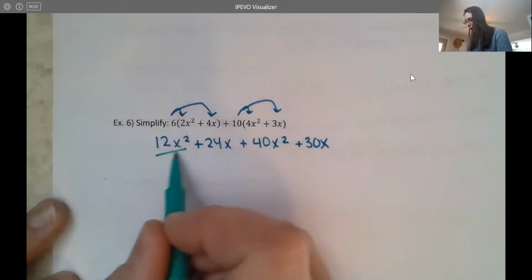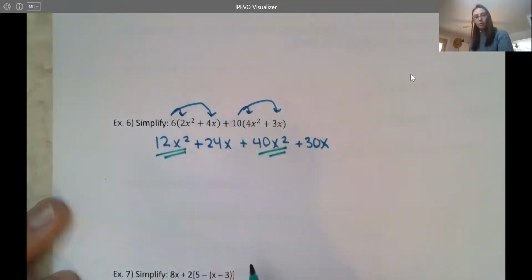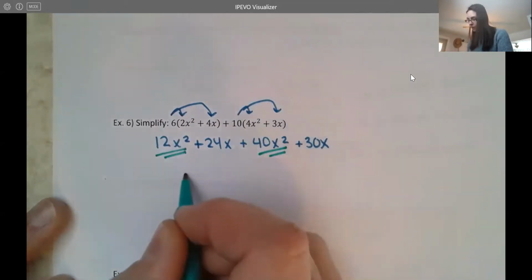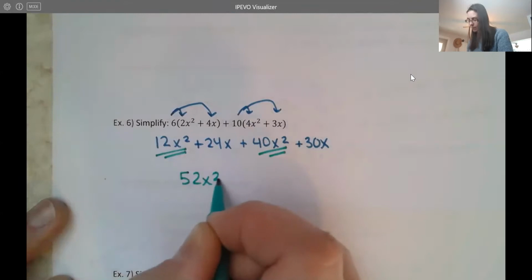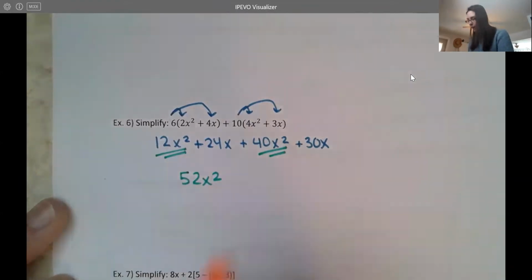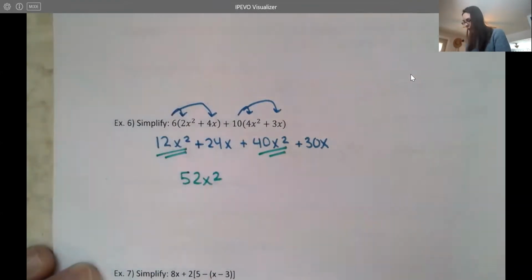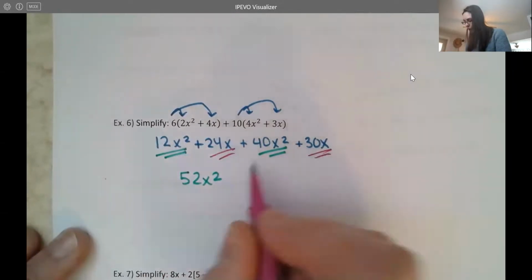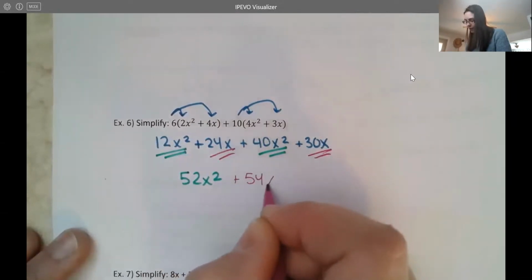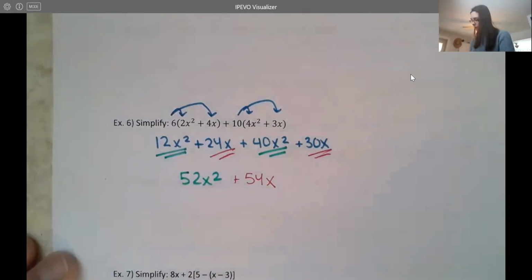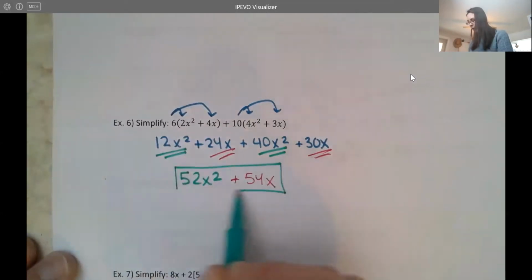I see a 12x squared and a 40x squared. That's going to go ahead and give me 52x squared. And then I see a 24x and a 30x, which is going to give me 54x. Now these are not the same thing, so I cannot add them together, and this is going to be my final answer.